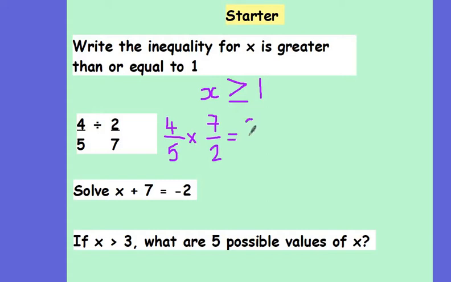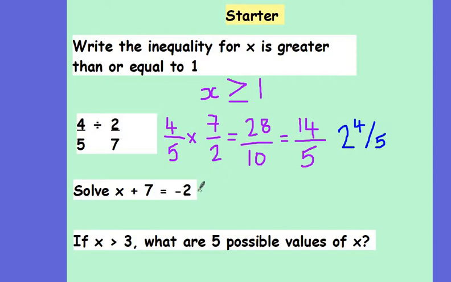4 times 7 gives me 28 on the top. 5 times 2 gives me 10 on the bottom. I can then divide top and bottom by 2, which will give me 14 over 5. Or, Libby, if I wanted to write that as a mixed number, what would it be? 2 and 4/5, very wise.